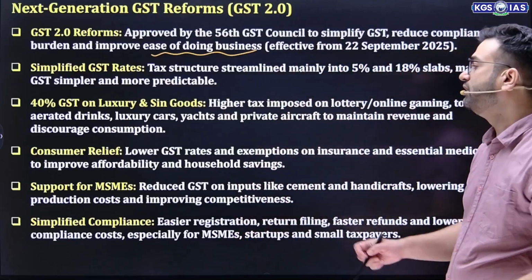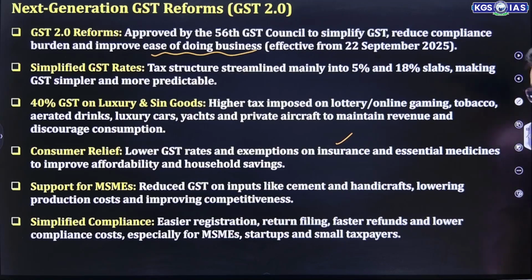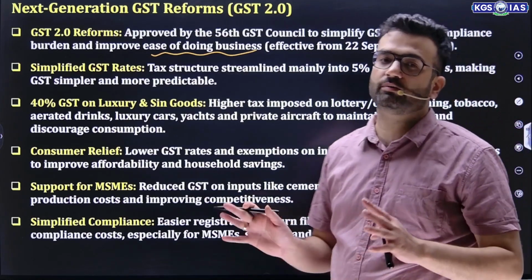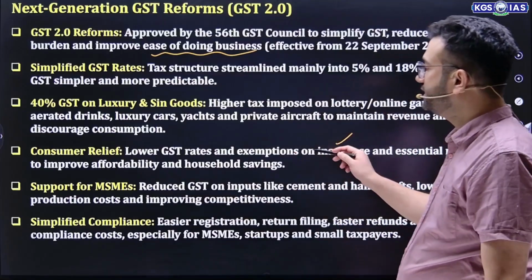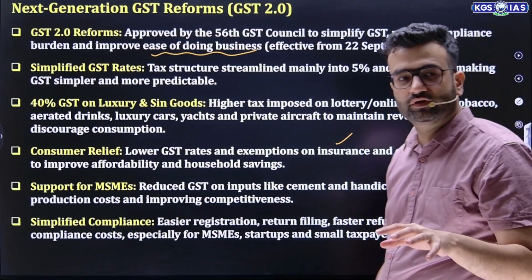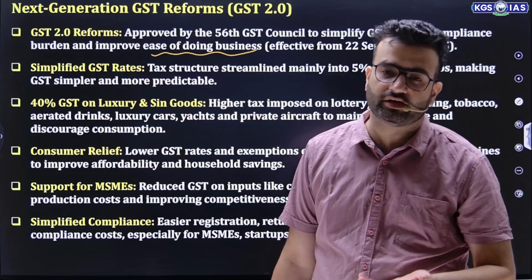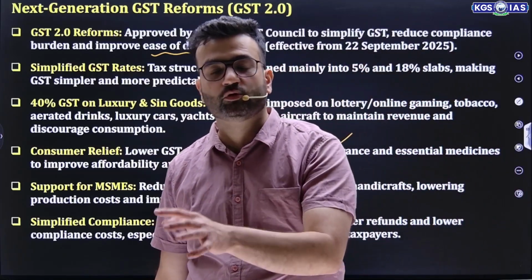As a result, there are lower GST rates and exemptions on insurance. The government had a target of insurance for all by 2047. So lower GST rates and exemption on insurance and essential medicines improve affordability and household saving. Then they also want to support MSMEs because they are the engines of economic growth, and they want to reduce GST on inputs, especially cement and handicrafts. So the production cost will be less. If the production cost is less, the product's competitiveness will improve, and that will also channelize more profits for MSMEs.